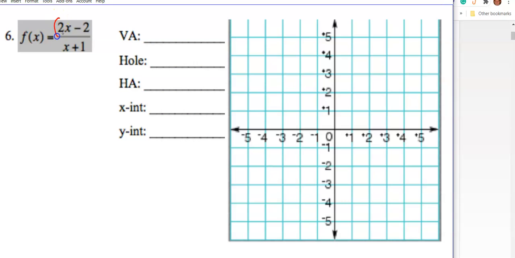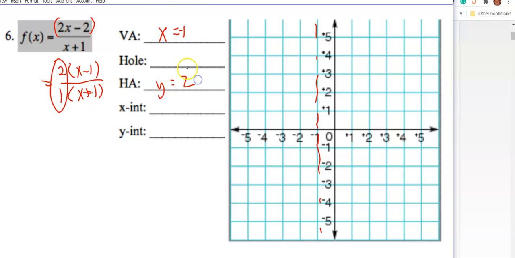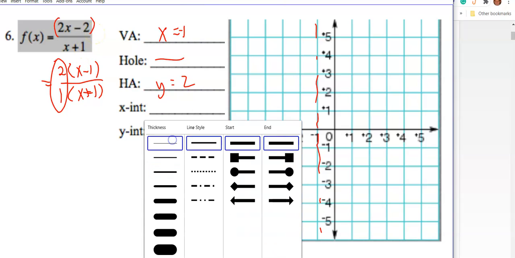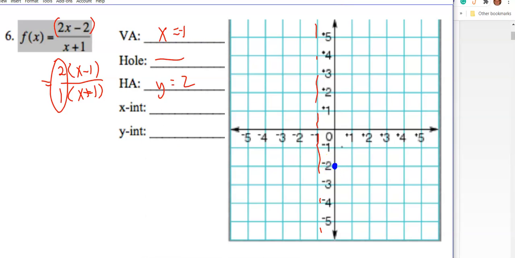And this one, well, let's just see if it does cancel. I like to factor stuff and sometimes stuff will cancel. In this case, I don't think it did, but it's something to try. So x equals negative 1. Negative 1, there's a negative there. There you go. Oh, I know why we need that 2 there. So the coefficients are 2 over 1. So y equals 2 because it's the same degree. Doesn't seem to have a hole. Y-intercept, if I plug in 0, I get negative 2 over 1 is negative 2. That's my y-intercept.